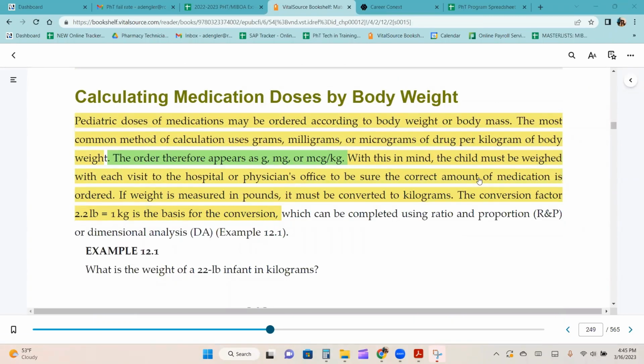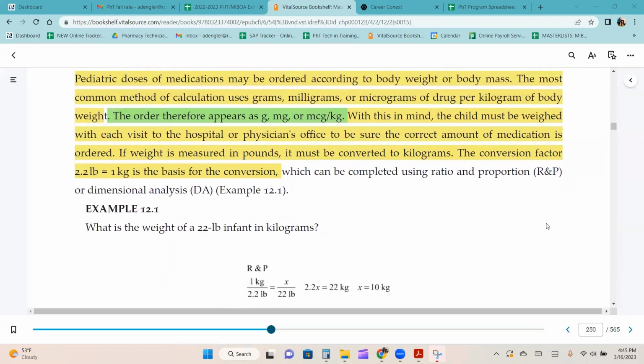Pediatric doses of medications may be ordered according to body weight or body mass. The most common method of calculation uses grams, milligrams, or micrograms of drug per kilogram of body weight. The order therefore appears as grams, milligrams, or micrograms per kilogram. With this in mind, the child must be weighed with each visit to the hospital or physician's office to be sure the correct amount of medication is ordered.